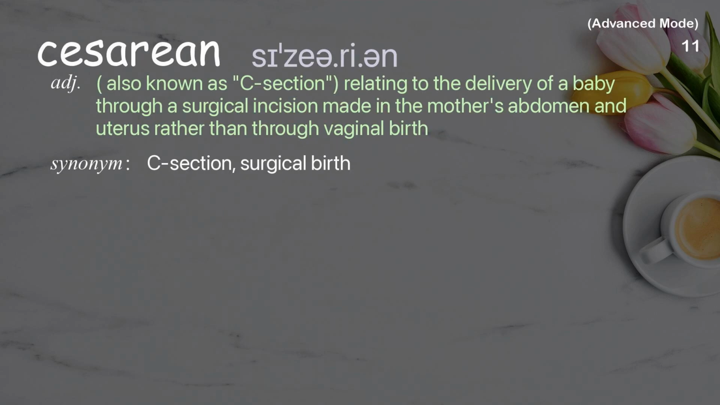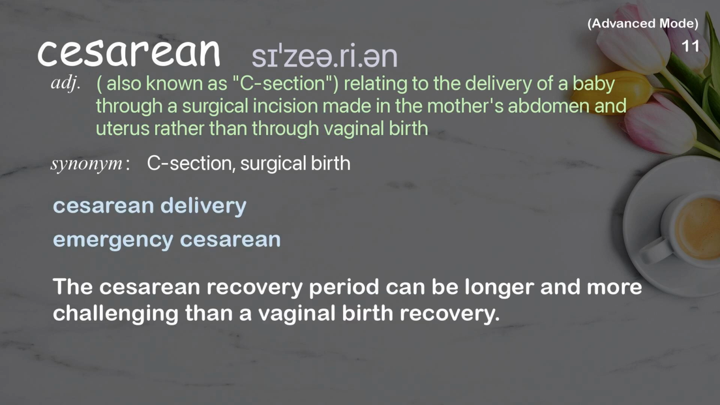Caesarean. Also known as C-section, relating to the delivery of a baby through a surgical incision made in the mother's abdomen and uterus rather than through vaginal birth. Examples: Caesarean delivery, emergency caesarean. The caesarean recovery period can be longer and more challenging than a vaginal birth recovery.